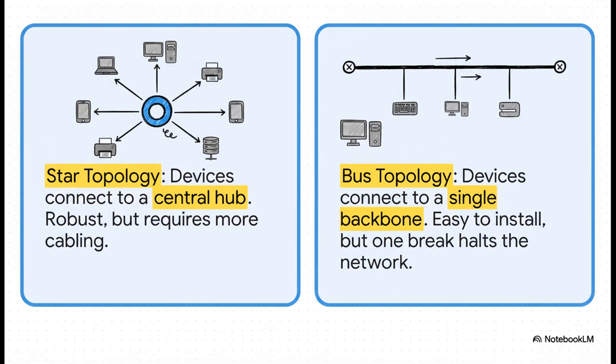First up is the star topology. It's pretty intuitive. Everything connects to a central point, kind of like the spokes of a wheel. It's super reliable, because if one spoke breaks, the rest of the wheel is fine. Then you have the bus topology, where every device just hooks into one single main cable. It's cheap and easy to set up, but it's got a huge weakness. If that main cable breaks anywhere, the entire network goes down.